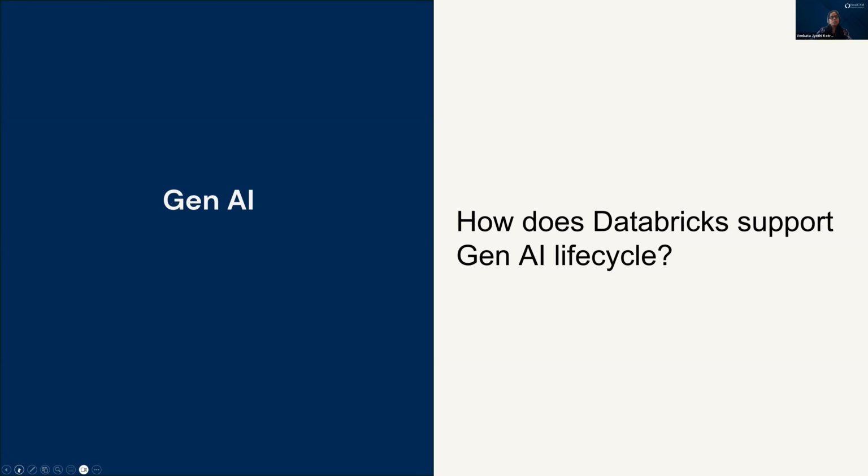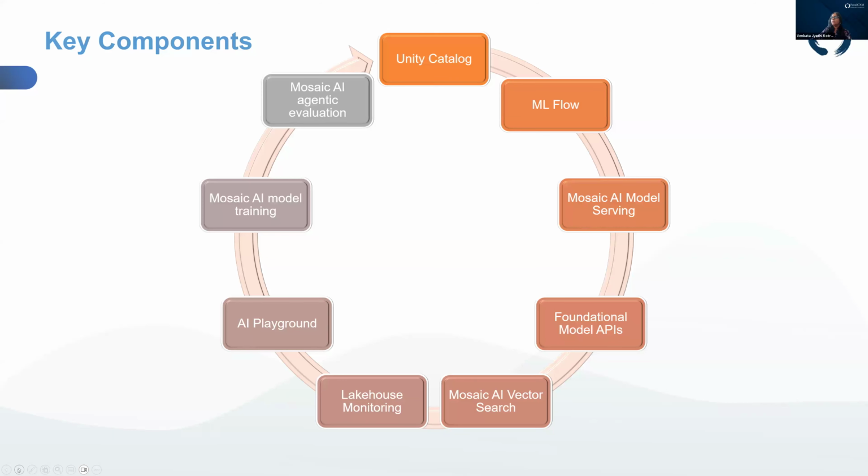Now let's go on to the topic itself. How does Databricks support Gen AI lifecycle? So the key components on Databricks itself. First, let's start with Unity Catalog.